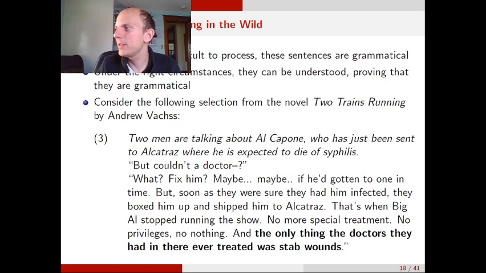But couldn't a doctor? What, fix him? Maybe if he'd gotten to one in time, but soon as they were sure they had him infected, they boxed him up and shipped him to Alcatraz. That's when Big Al stopped running the show. No more special treatment, no privileges, no nothing. And the only thing the doctors they had in there ever treated was stab wounds.